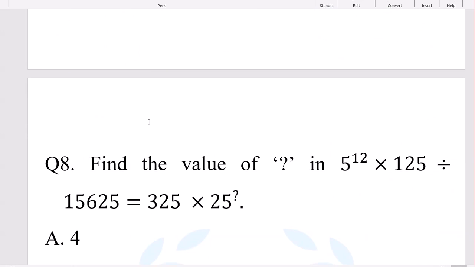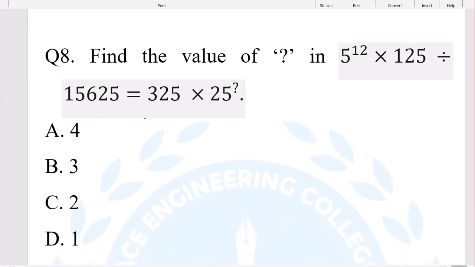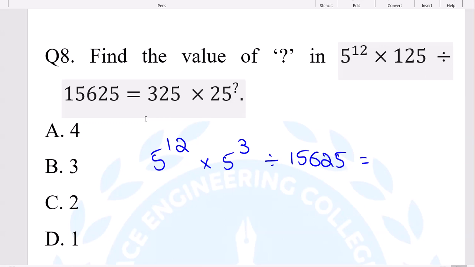Question number 8. Simplification, a must question in TCS company. 2 questions from simplifications they are giving. This model is also one among that. 5 power 12 multiplied by 125. I can write it as 5 cube also, divided by 15,625. Then 625, we can say this is nothing but 25 into 3125.